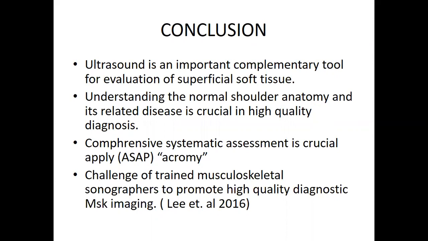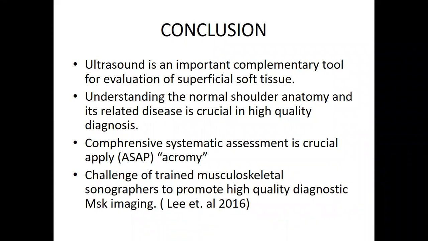Understanding the shoulder anatomy is very key, and its related diseases if you are to give a high quality diagnosis. On this point, again, it's very key. One of the challenges that we have is that if you don't appreciate the anatomy involved, you are not going to appreciate the pathology. The technique, you have to keep on practicing so that you pick the images that are supposed to be picked. So having a solid anatomy knowledge is very key so that you are acquainted and familiar with the anatomy that is involved. A comprehensive systematic assessment is crucial.